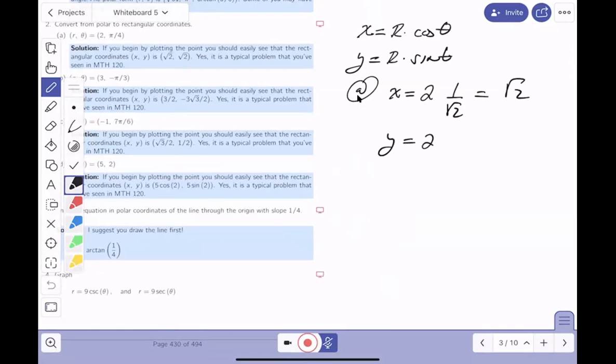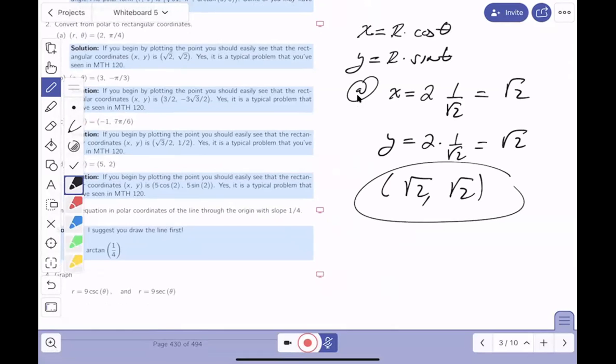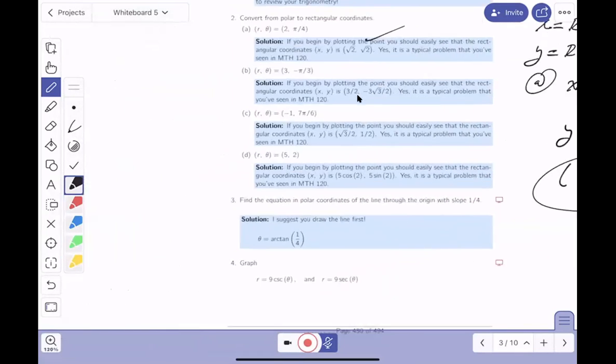Let me do y. What's that going to be? 2 times the sine of 45 degrees, which is 1 over root 2. That also gives me root 2. So on the Cartesian plane, the point is root 2, root 2. All right, let's look at the key, and I'm seeing that there. All right, let's go to the next one.